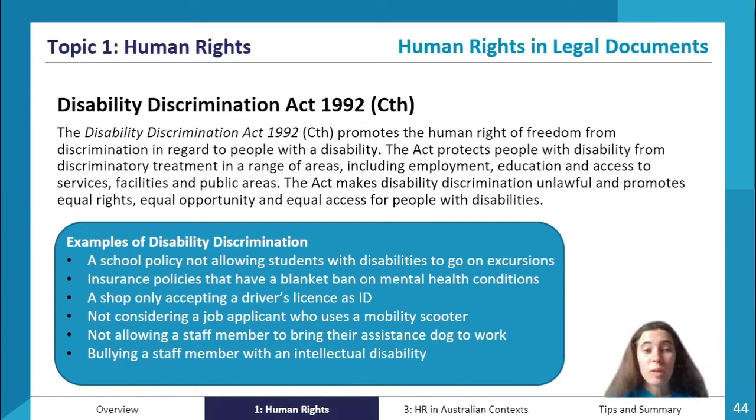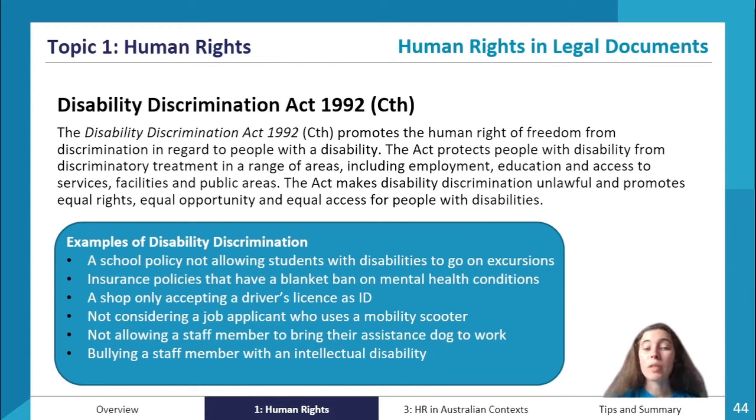The Disability Discrimination Act promotes the human right of freedom from discrimination for anyone with a disability. So they are protected from discrimination in terms of employment, education, access to services and facilities and public areas. And it makes disability discrimination unlawful, and it promotes equal rights, equal opportunity, and equal access for people with disabilities.